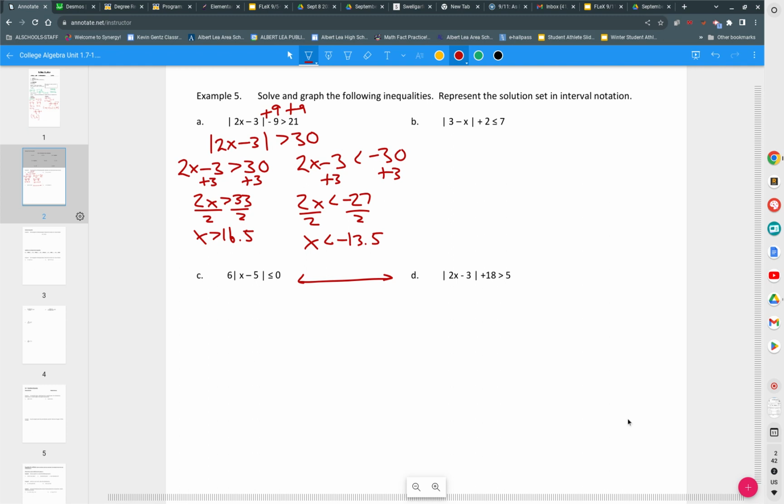As we plot these, I plot 16.5. I plot negative 13.5. Notice we have open circles in both scenarios. Less than the 13.5 and greater than the 16.5. The graph gives me a clear indication that this is a disjunction. Negative infinity to negative 13.5, union 16.5 to infinity.